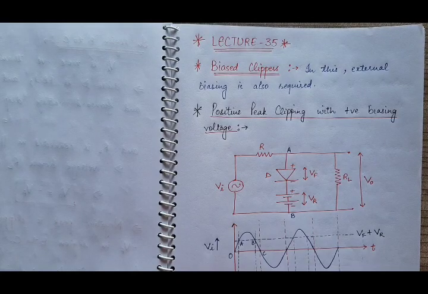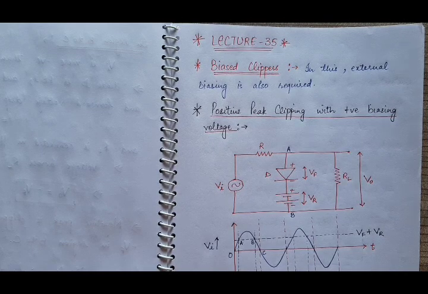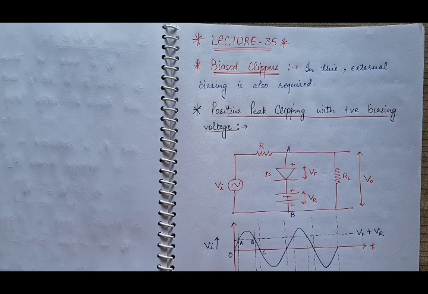Good morning students. In this lecture 35 we will discuss biased clipper. In the previous lecture we have discussed unbiased clippers. So in this, biased clippers. What is biasing? It is the application of external voltage across the diode. So external biasing is also required in the case of biased clippers.